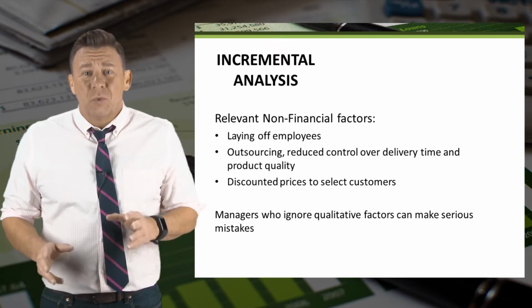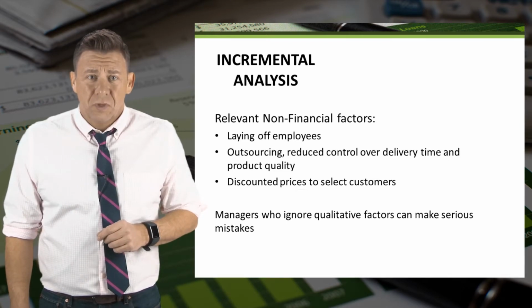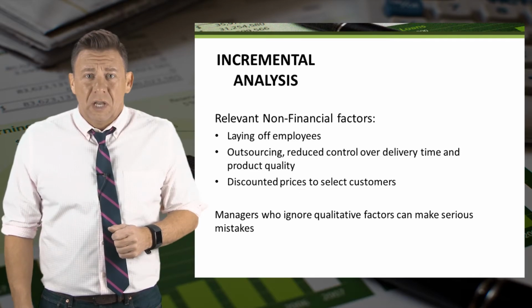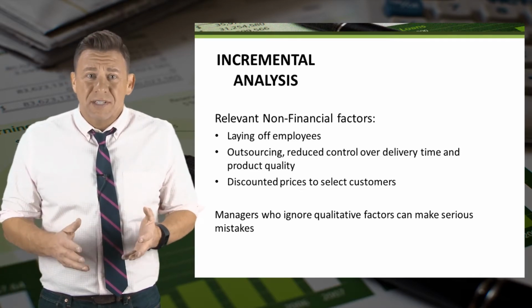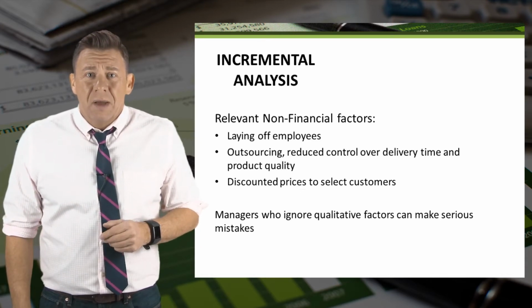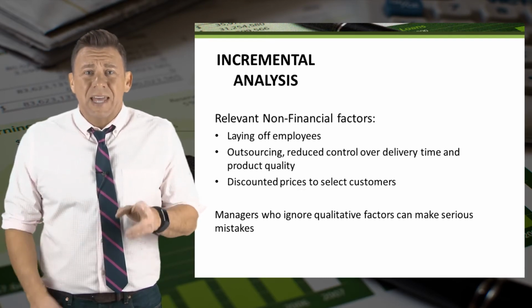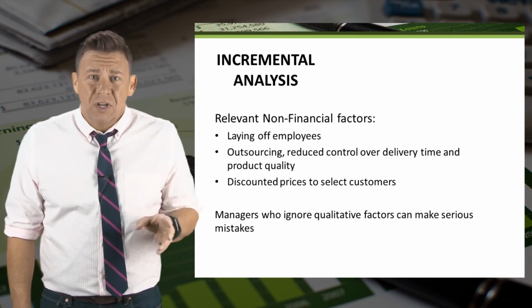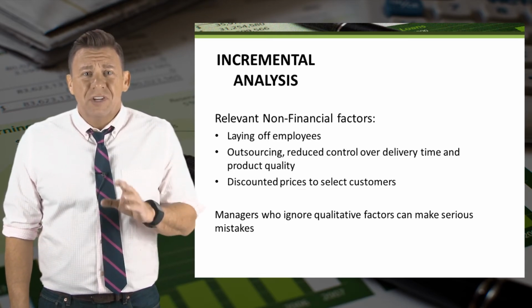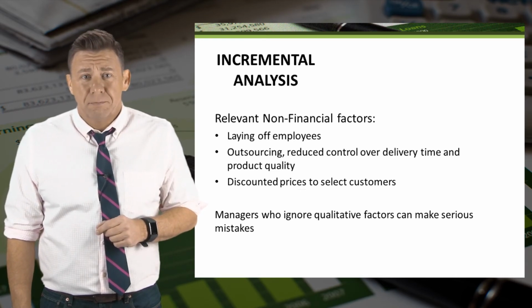Finally, let's talk about the relevant non-financial factors or qualitative factors. Some of the decisions managers make are not just financial in nature. Laying off employees to cut costs has a human cost. Outsourcing manufacturing might cause less control over quality and delivery times. Discounting prices to select customers could cause relationship problems with other customers. Managers need to pay attention to these factors as well as the financial impact of decision making.